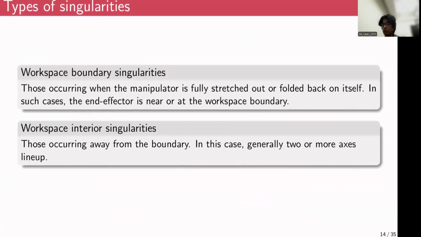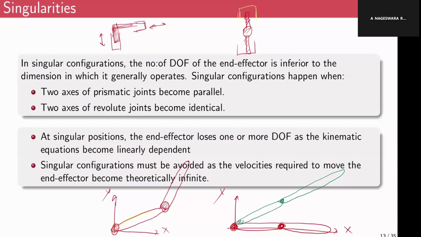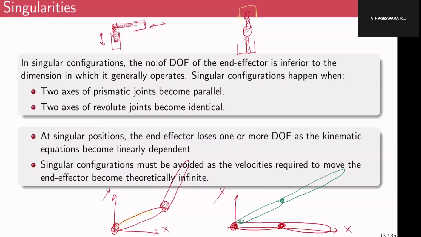All right. So there are two types of singularity. The first is called... What is identical? I'm sorry, what is identical? So two axes of related joints become identical.